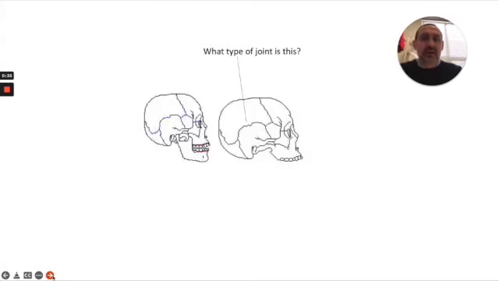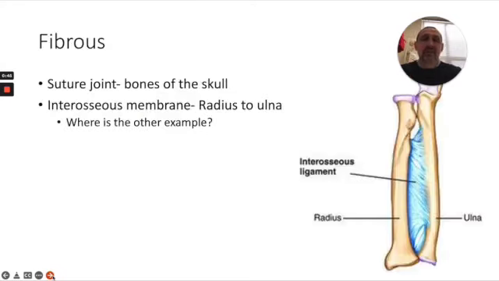So here's a picture of a fibrous joint, bone fused to bone. Sometimes they're called suture joints because they look like someone stitched sutures or stitches along that line. Fibrous joints, there's two major categories that we're going to focus on. The suture joint, that would be like bones of the skull, and interosseous membrane. So interosseous means in between bones. In this case, the radius and ulna have this interosseous membrane that is joining bone to bone.